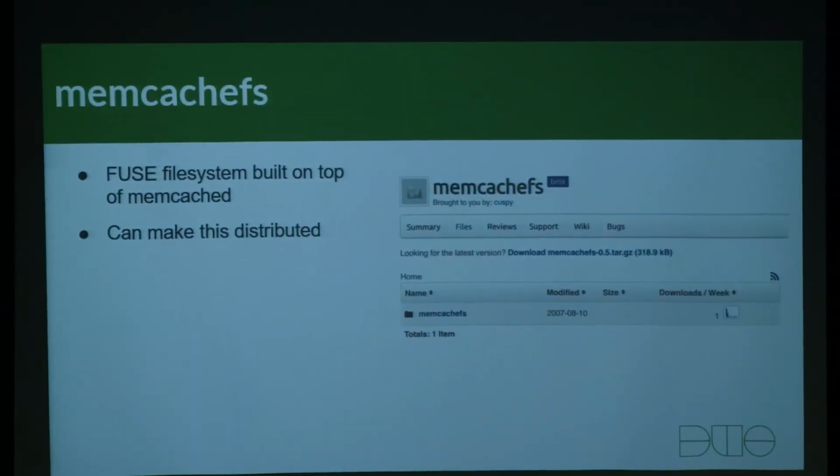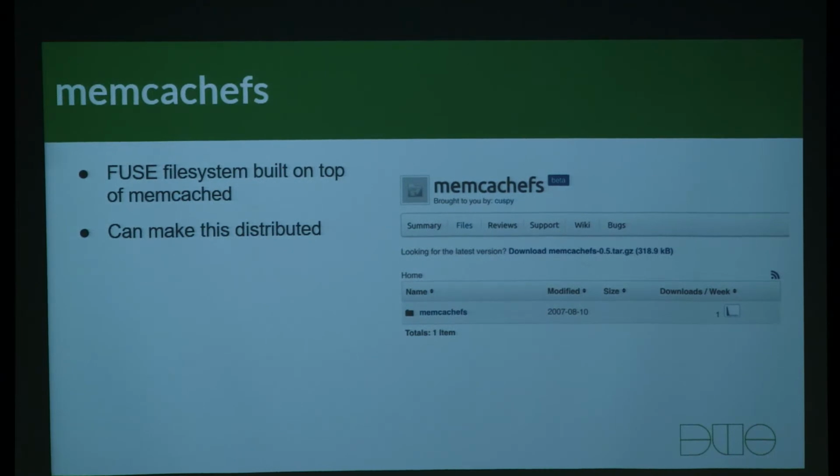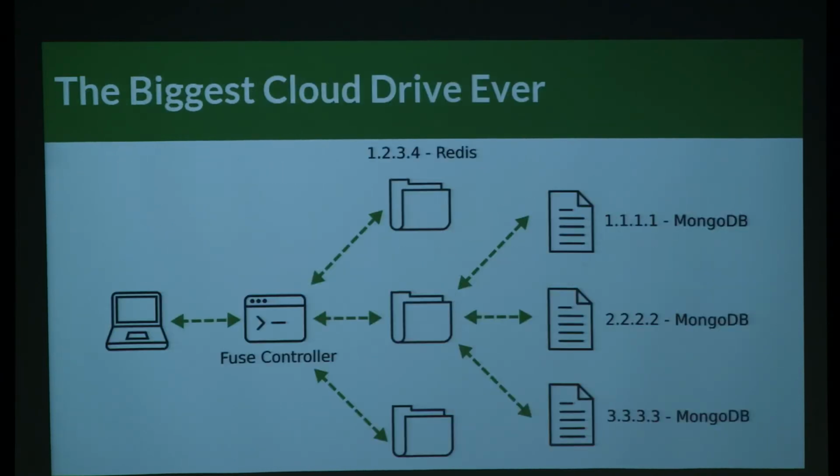So imagine what we could do if we took this same concept of storing things in one Memcached instance, and we made it not only distributed, but technology agnostic. What we end up with is like the biggest cloud drive ever, which is amazing. And here's, at a high level, what it might look like.